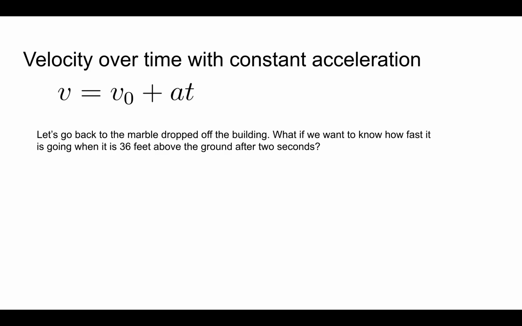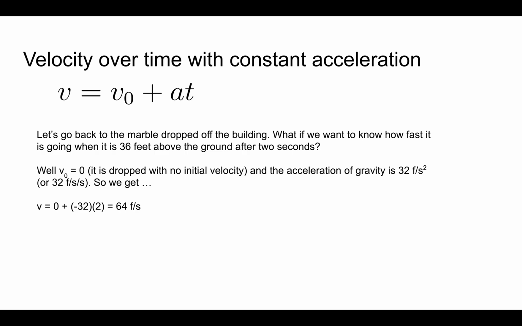So let's go back to that marble dropped off the building. What if we want to know how fast it's going when it is 36 feet above the ground after 2 seconds? Well, v naught equals 0 because it's dropped with no initial velocity, and the acceleration of gravity is 32 feet per second squared, or 32 feet per second per second. So we get v equals 0 plus negative 32 times 2, which is negative 64 feet per second. This should be a negative. But other than that, that's how we get the velocity. It's traveling 64 feet per second down at the end of that.